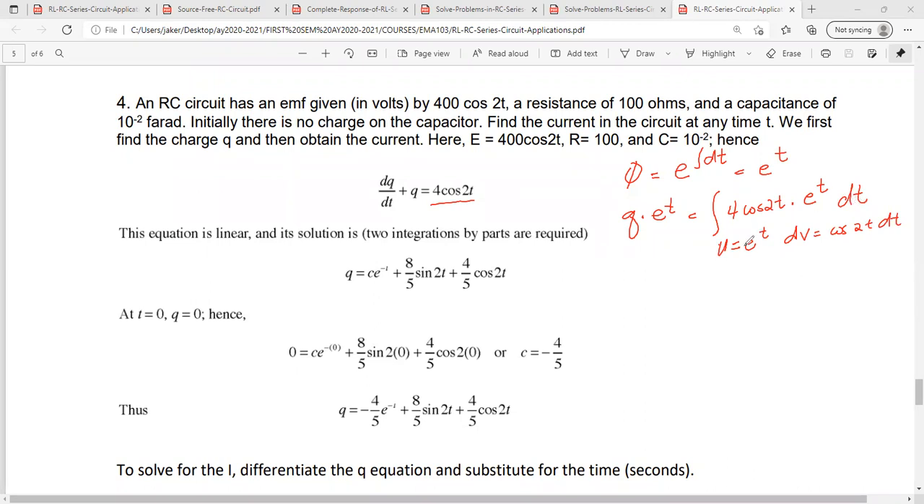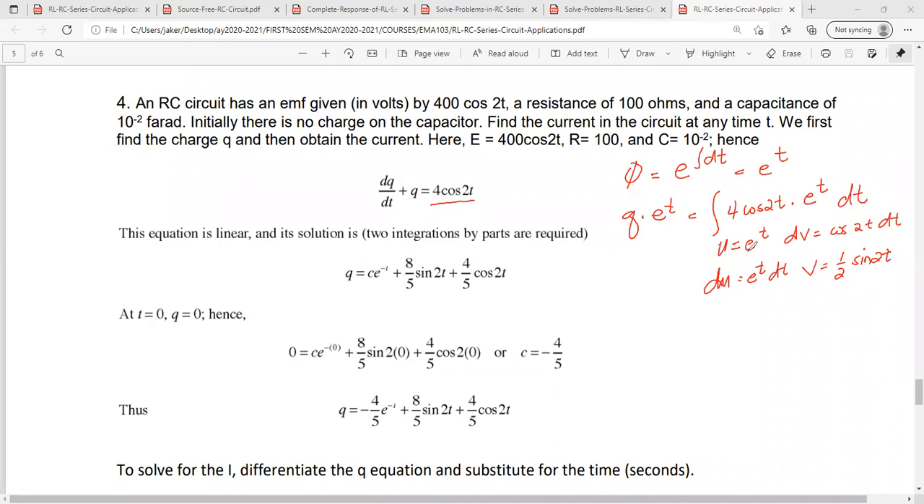Now, if this is your u, your du is e raised to t dt. And your v in this case, since this is a cosine, is 1/2 the sine of 2t. Okay, if you want to know whether what you have done here is correct, you just differentiate this and it will give you this one. So this is sine 2t times 1/2 times 2. So that would be giving you a derivative which is cosine 2t dt.